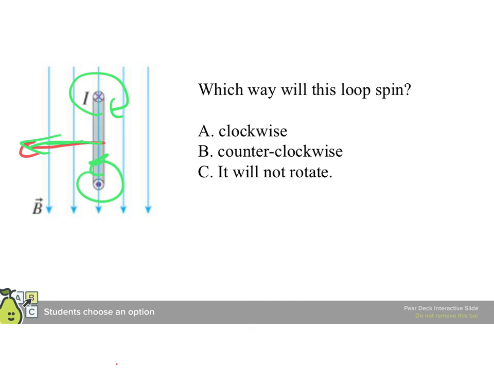And now that we have a magnetic moment which is at an angle to the field, we know that it's going to be torqued that way. So we'll rotate counterclockwise.